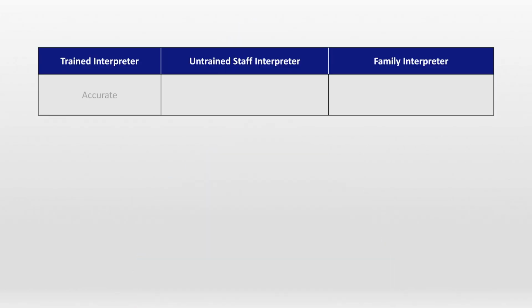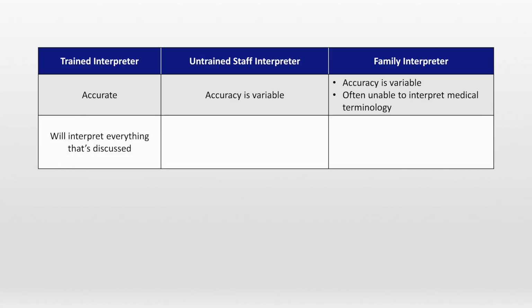What are the differences between some of these options? Let's compare a trained interpreter versus an untrained bilingual staff member versus a family member interpreter. Trained interpreters are reliably accurate, while for untrained interpreters, accuracy will be variable. In particular, family are often unable to interpret medical terminology. Trained interpreters will interpret everything that's discussed, including parts of the conversation that occur between medical team members that they may not even intend to be interpreted for the patient verbatim.